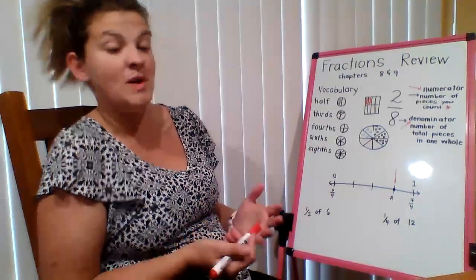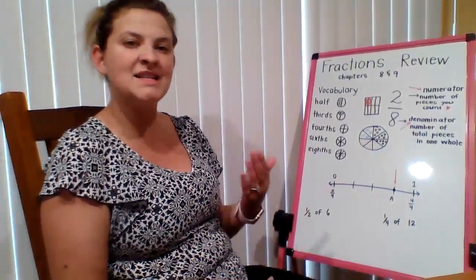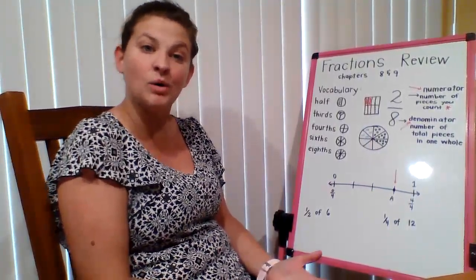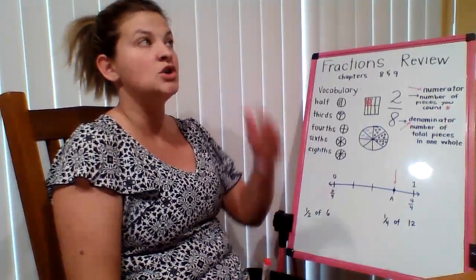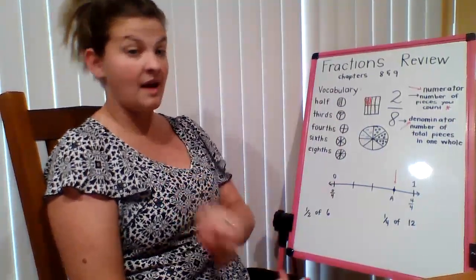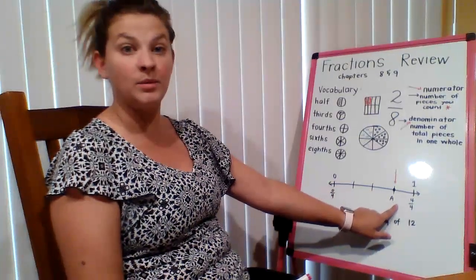4/4 of a sandwich. You ate the whole thing. So any time a number is the same on the top as the bottom, it's a whole number, like 8/8, 2/2, 3/3, right? Don't forget that. So we need to figure out what A would be.